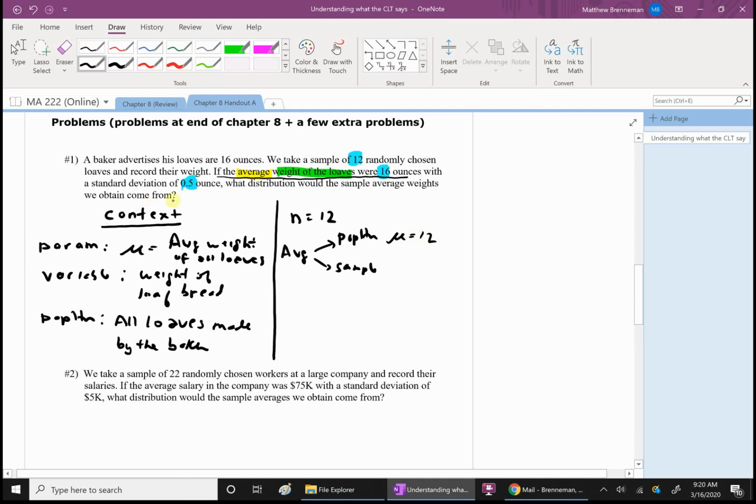And by the same token, for the standard deviation, again, there's no mention that it comes from a sample and it's stated as a fact. So the standard deviation, sigma, is equal to 0.5. And I won't bother to put the units, okay? Now we have everything to apply the central limit theorem. So first of all, let's check our assumptions.